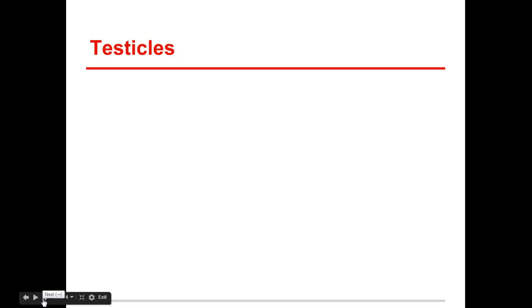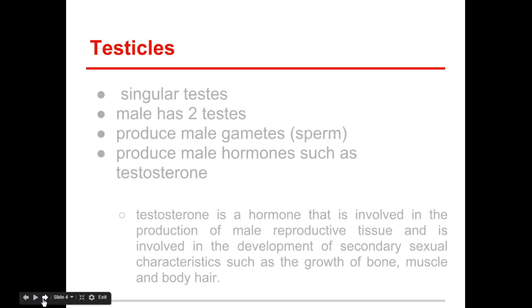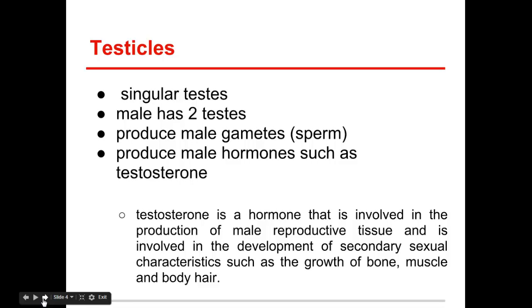The first structure we'll speak about is the testicles. Singular for that is testis. The male has 2 testes. They produce the male gametes. They also produce male hormones such as testosterone. And what testosterone does is that it allows the male reproductive tissue to grow. It also allows for the development of secondary sexual characteristics, such as the growth of bone, muscle, and body hair.